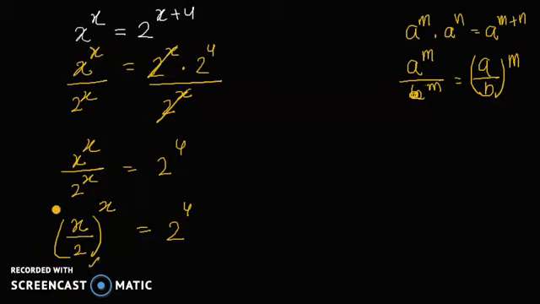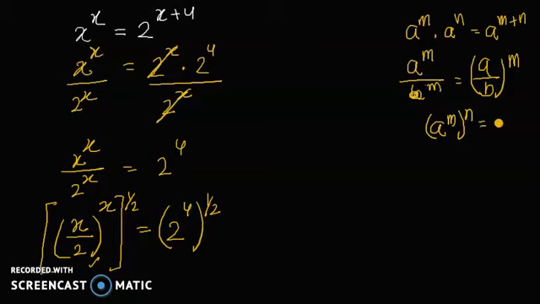Then on both sides, if we raise the power 1 by 2, then using the concept a raised to power m raised to power n is equal to a raised to power m times n, we can write it as x by 2 raised to power x times 1 by 2, that is x by 2, equals 2 raised to power 4 times 1 by 2, that is 2.